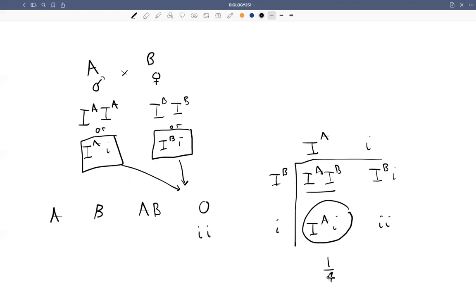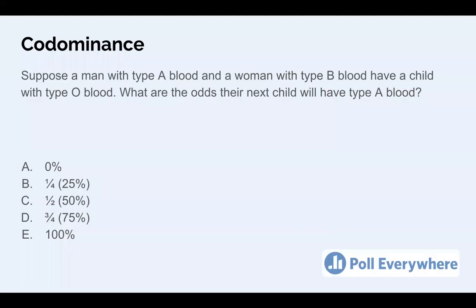Just one little thing to clarify. The question says that they've already had a child with type O, and you might be inclined to say, well, they've already done that. Maybe that's less chance that their next child will be type O. And that's not true according to probability. So every child is a new roll of the dice, as it were. And so every time it's always the same odds of 1/4 chance of having somebody with type A blood. Just something to keep in mind.